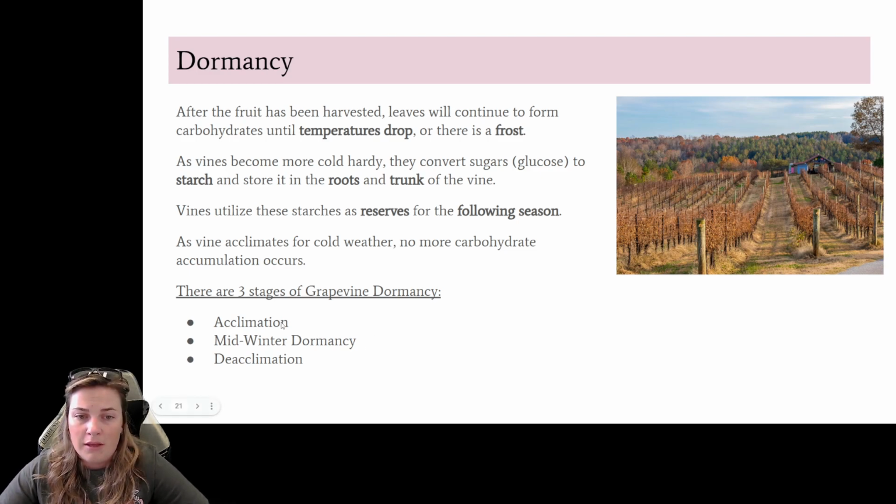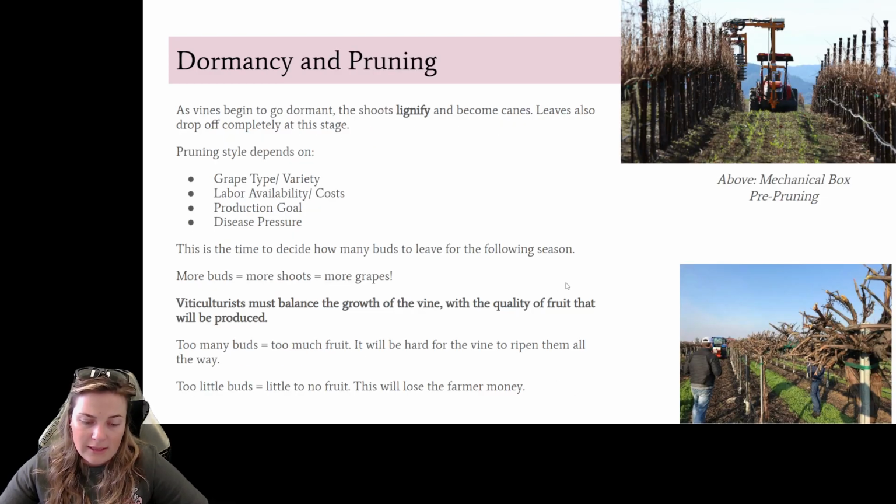And then midwinter dormancy is the coldest of winter. They are dormant. They're not doing anything. They're just getting through the coldest part. And then deacclimation is when it's nearing the end of winter. Things are starting to warm up again. The sun is coming out and the vine is starting to wake up again. So that's a quick overview of what's happening during dormancy.